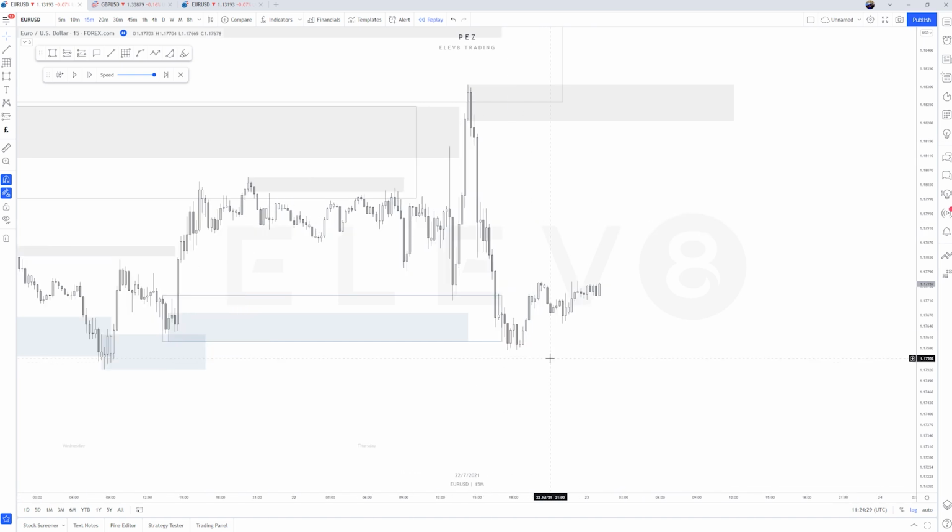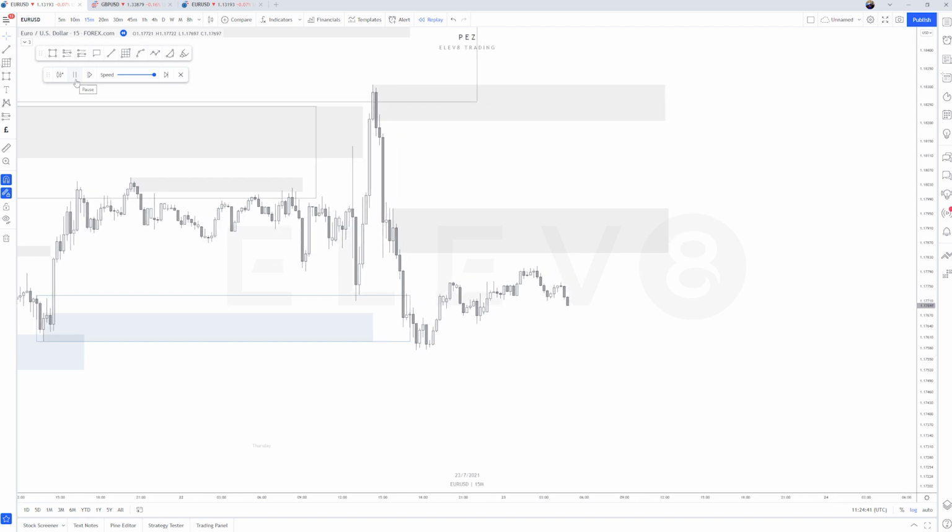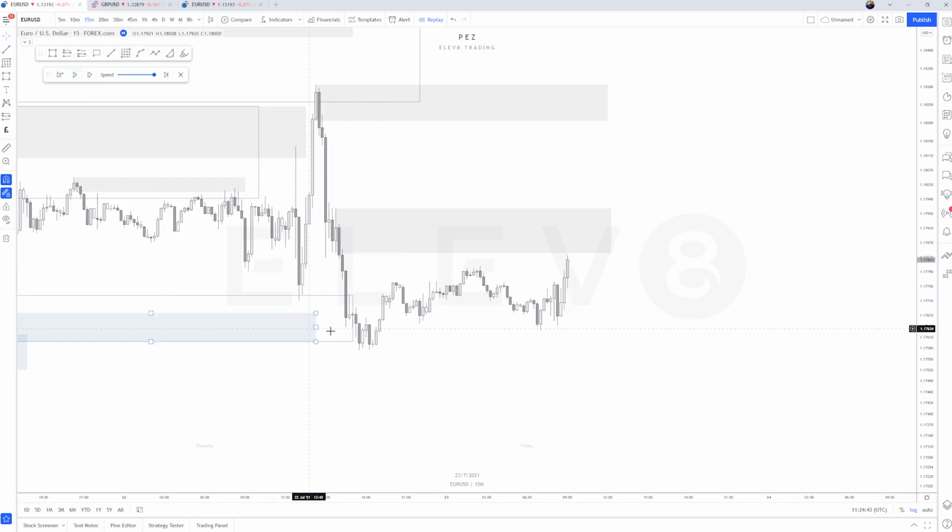So after coming down, you can see we tapped into this demand here, pulled back and then broke down. So I'd have this candle marked here. As you can see, we came up, we've got this sell to buy range, which we can refine down to this candle here, which is our last sell candle in this range.